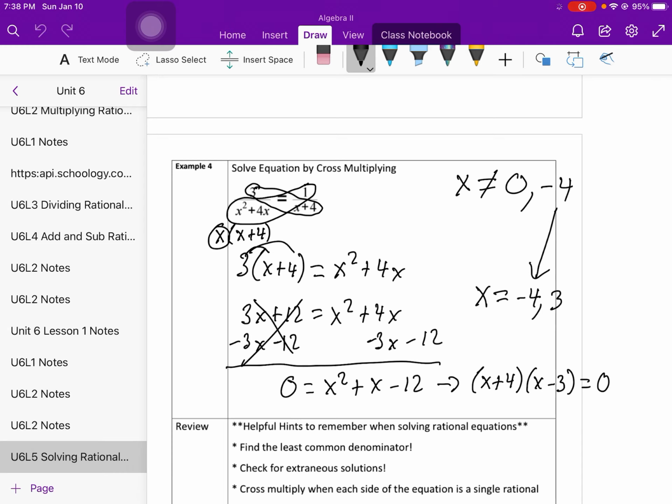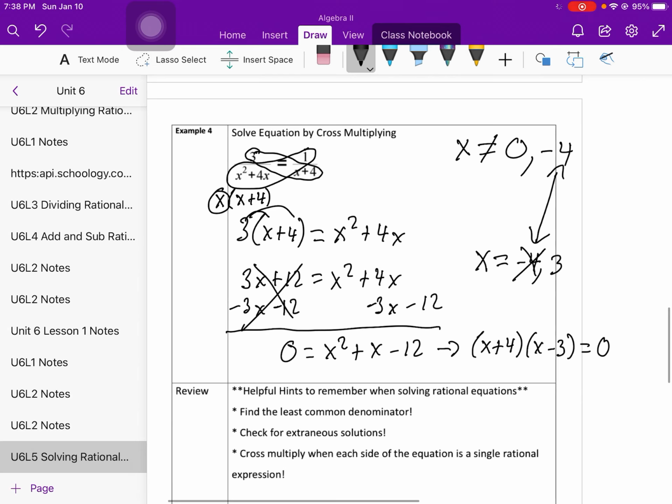So notice we can't have this. You can't have one that's a restriction and a solution, so we're not going to include that one. So that's why we have to do the restrictions, because sometimes we lose out on one. So the only answer here that works is x equals +3. -4 is a restriction, so we can't use that one.